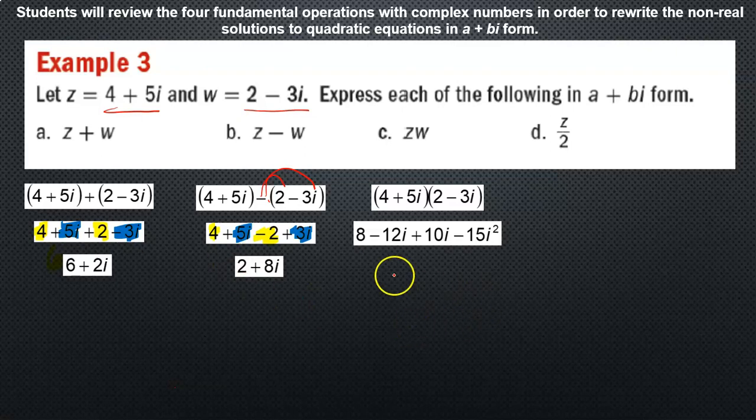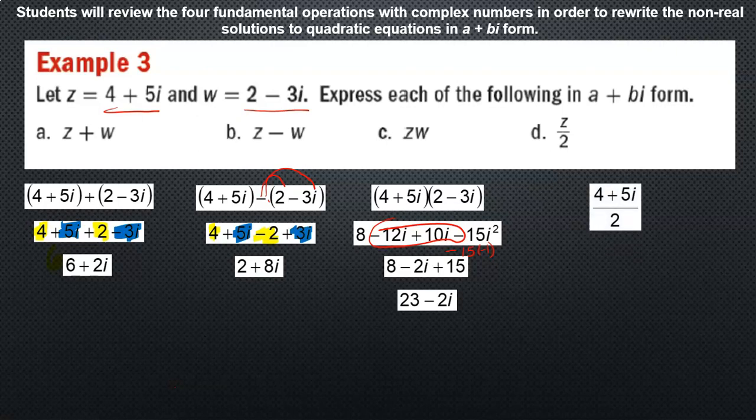So when you combine like terms, of course, these are your like terms. But what is i squared? Well, i squared is negative 1. So what we did here is we did negative 15 times negative 1 to give us positive 15. And then we combine like terms again. So we have 23 minus 2i. And then the last one, we're just taking and dividing by 2. So to write it in a plus bi form, we need a real part and an imaginary part. And then 4 divided by 2 is 2.